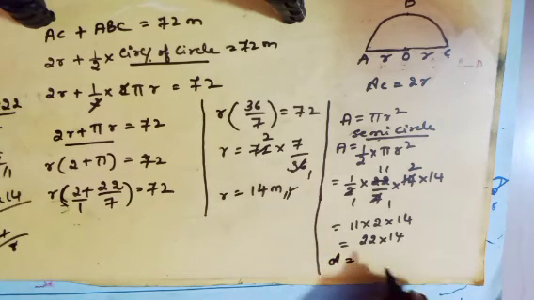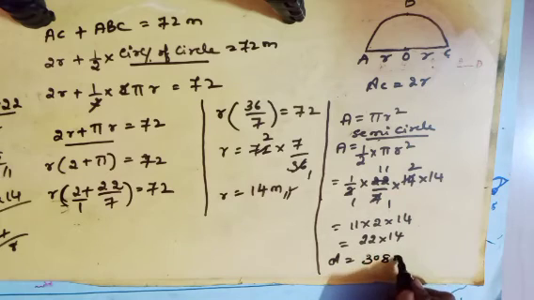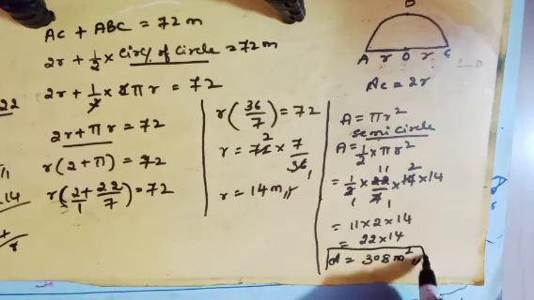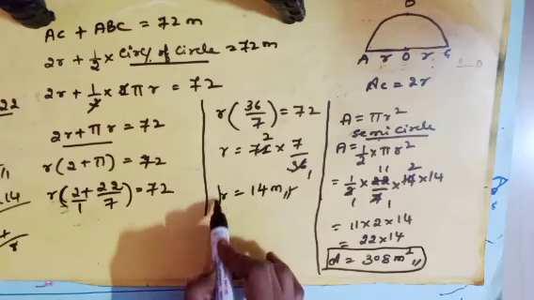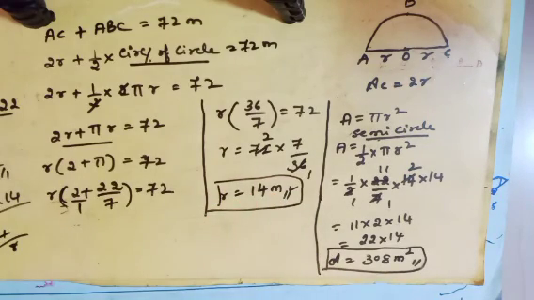So after multiplication, the area of the semicircular park equals 308. Meter into meter gives meter square. So we got the area of the park as 308 meter square, and the radius equals 14 meter. For the 7th and 8th problems, see the PDF and write, children. Let us continue in the next class. Thank you, children.